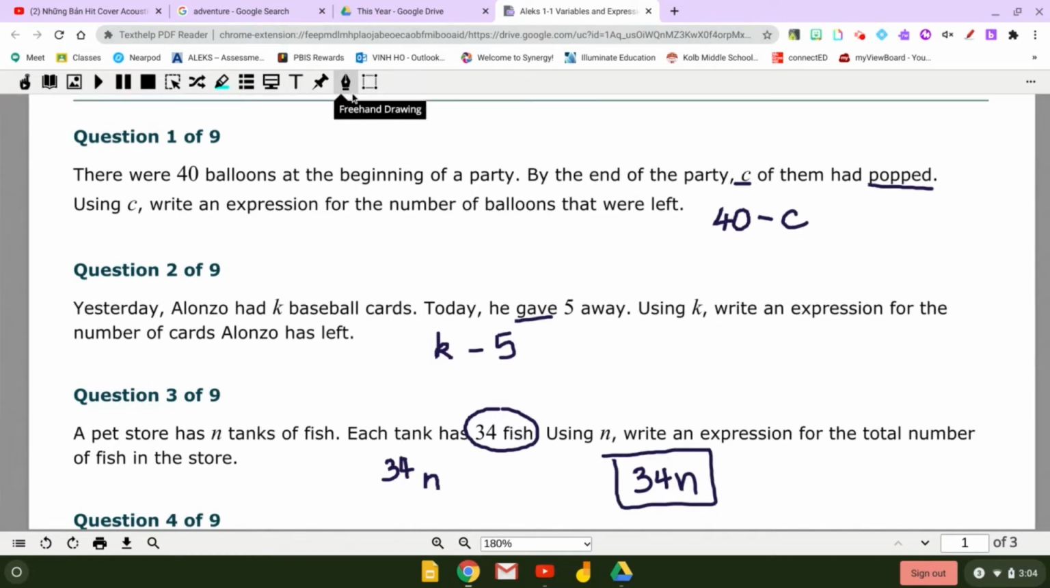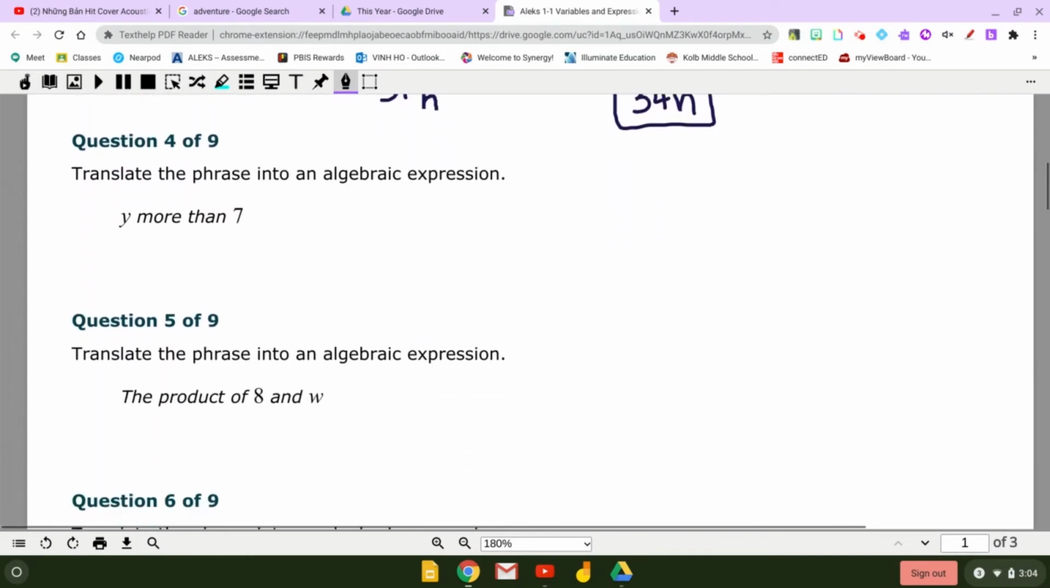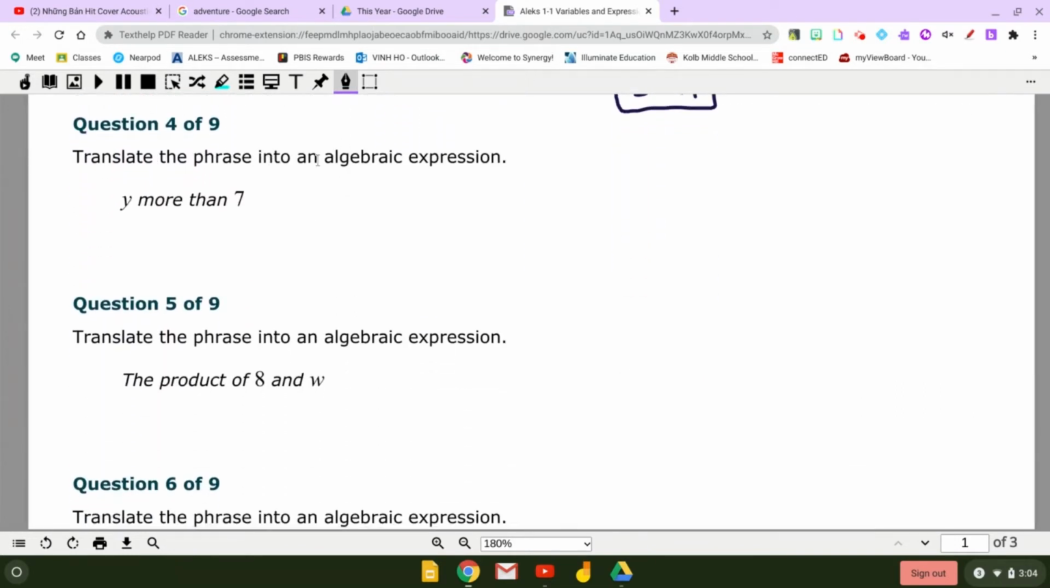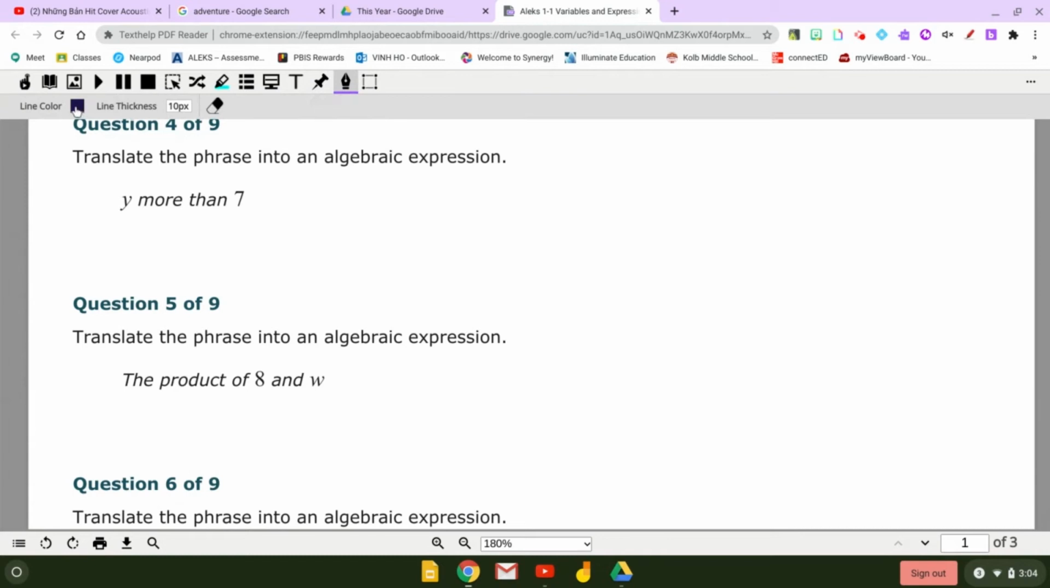All right, now we look at problem number 4. Translate the phrase into an algebraic expression. So an algebraic expression is basically writing them as a math expression. So y more than 7. When you hear the term more than or less than, you're going to switch the terms around. Just only for more than and less than. So more than means plus. So the answer is 7 plus y. Again, when you hear the term more than or less than, you have to flip the two terms around.